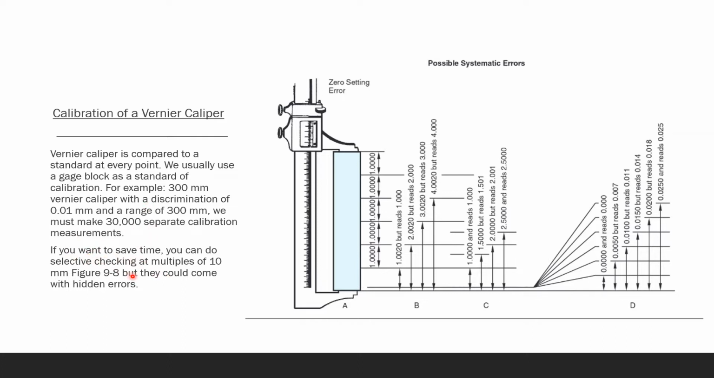And you can do selective checking at multiples of 10mm. Okay, so right here, but they could come with hidden errors. Okay, no, this is wrong. I gotta change that one. Anyway, but they could come with hidden errors. So skipping a lot of the checkpoints is not a good idea.